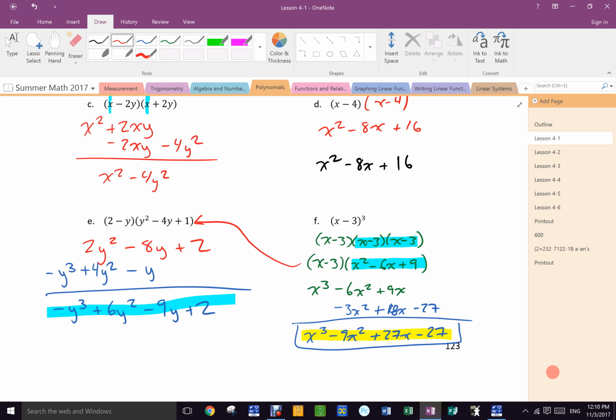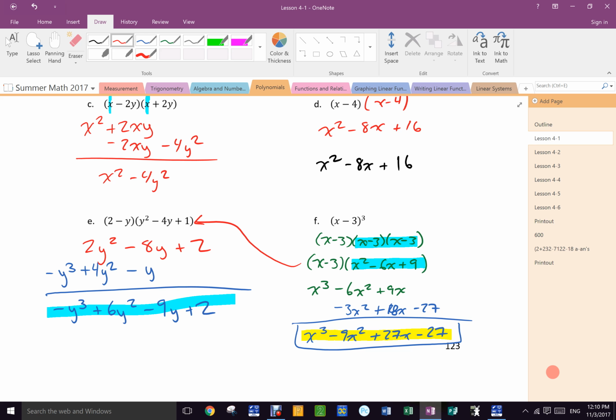Thanks, Mr. Myers. Now we don't have to do FOIL half the time. You're welcome, guys. I hate FOIL. I'm out to get it. Huh? Then use it.